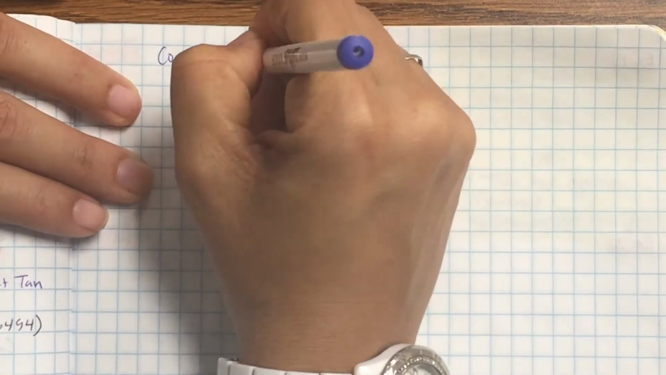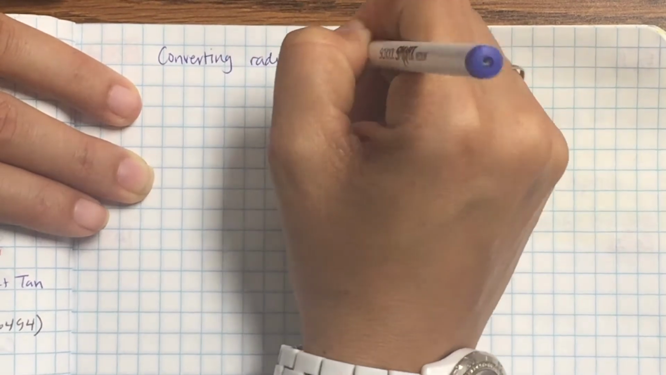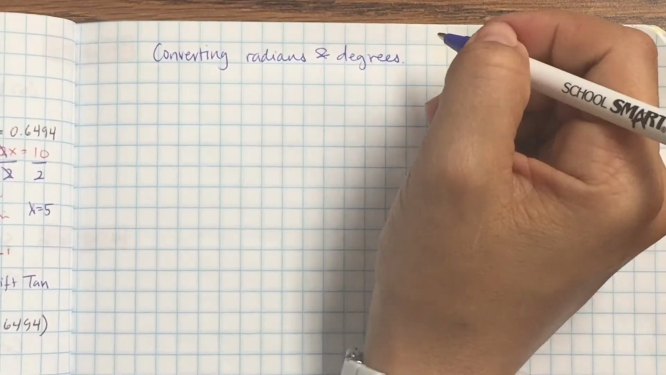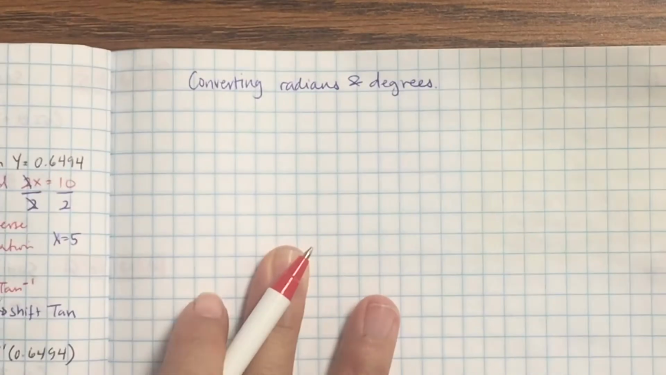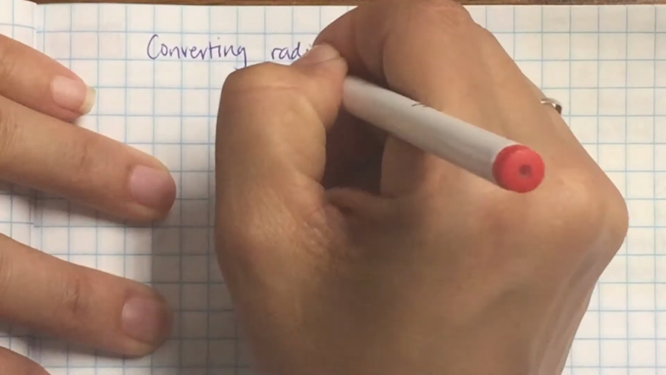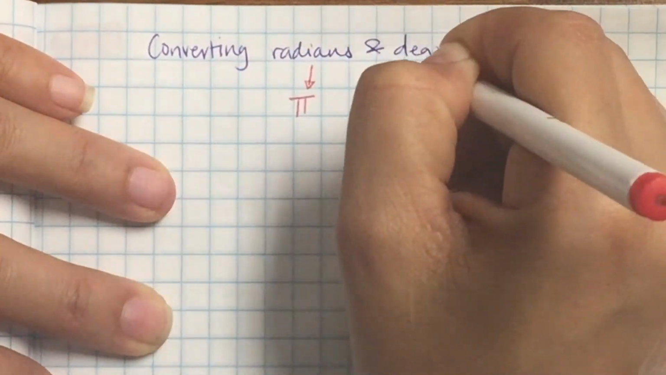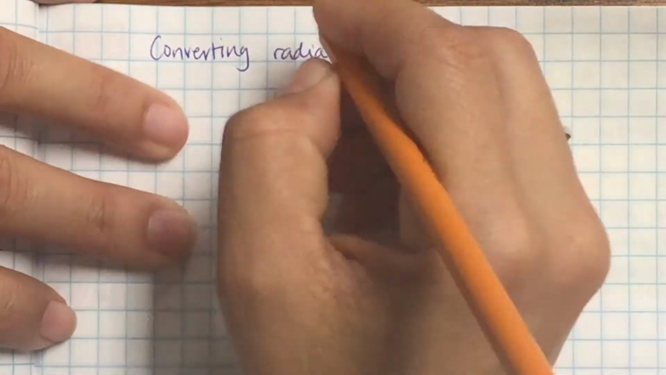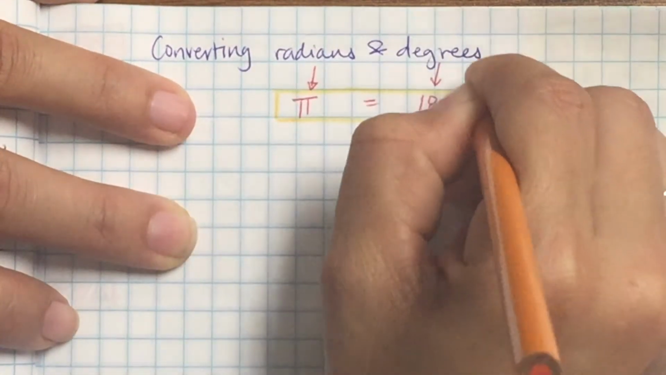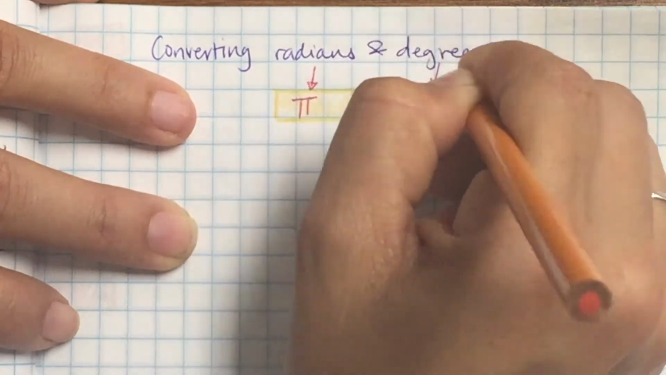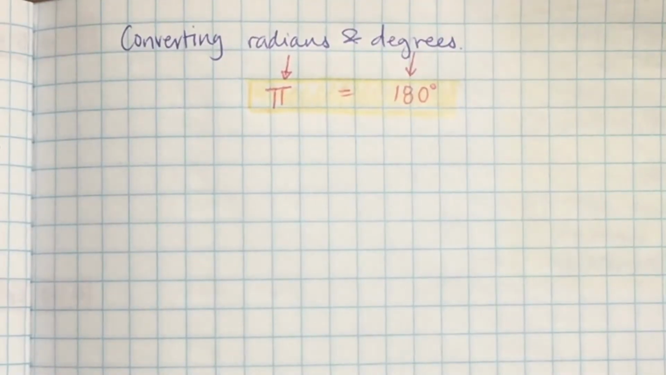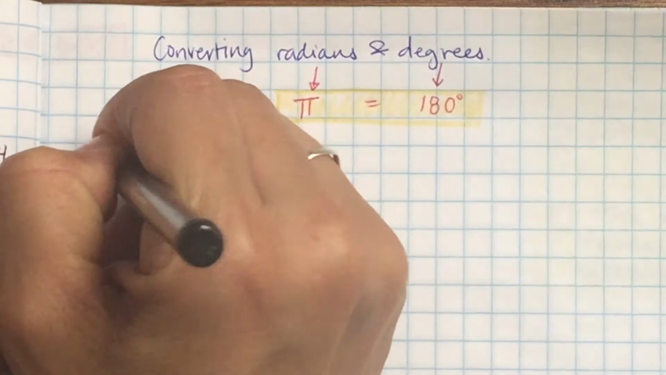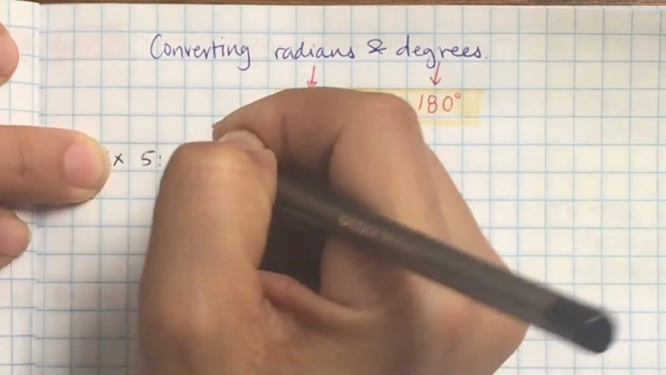Another thing that I want to show you, because I've seen it in a test, is converting radians and degrees. So you can go back and forth between radians and degrees. Now the biggest thing to remember is 1 radian, which we write as pi, is 180 degrees. You set it up for every question just like you did with similar figures. So 1 radian is the same as 180 degrees, and pi represents a radian.